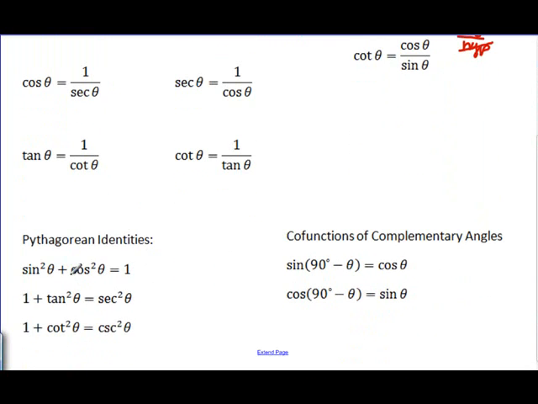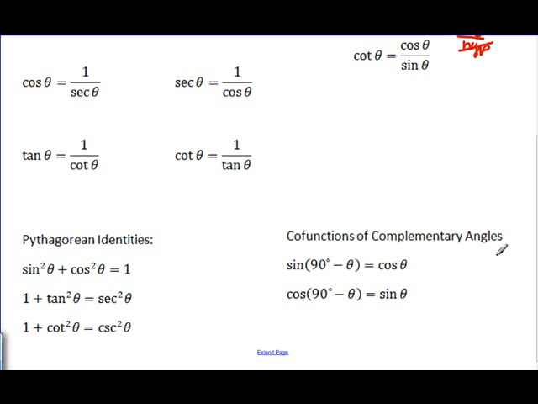Pythagorean identities. Sine squared theta plus cosine squared theta is equal to 1. That follows from the fact that x squared plus y squared is equal to 1. Well, it's equal to c squared, but if we let the hypotenuse be 1, it turns out that we get this Pythagorean identity. And then you can put these in terms of the other functions. 1 plus tangent squared is equal to secant squared. 1 plus cotangent squared is equal to cosecant squared.